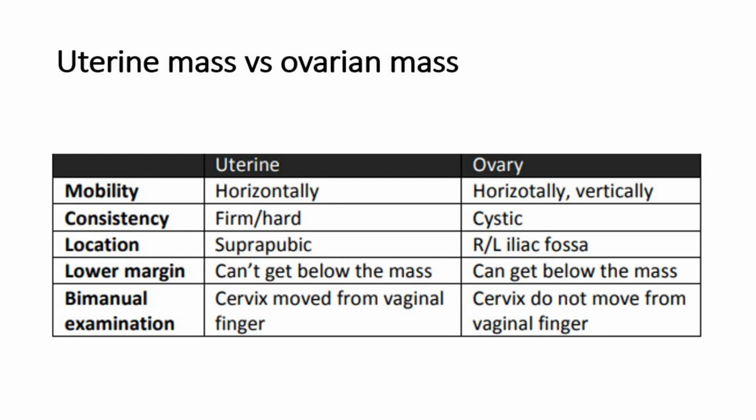So this is the comparison between uterine mass and ovarian mass. The mobility for ovarian mass, it can move side to side and up and down, whereas the uterine mass can only move from side to side. It is not mobile up and down. For consistency, ovarian mass is usually cystic. And the location, like I said just now, ovarian mass is either at right iliac fossa or left iliac fossa. We can get below the mass, whereas for uterine mass, we cannot get below the mass. It can also be differentiated through bimanual examination, where the cervix does not move from the vaginal finger in ovarian mass.